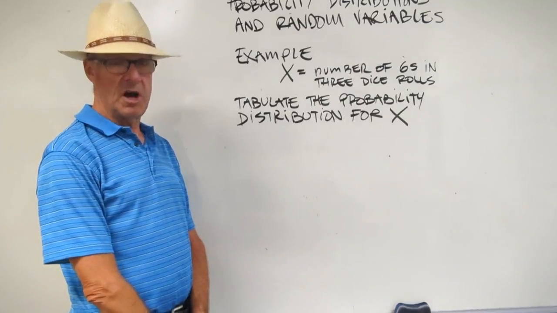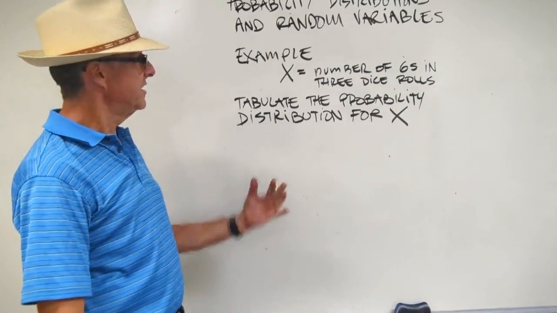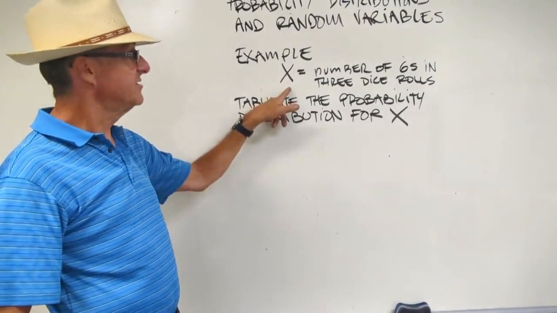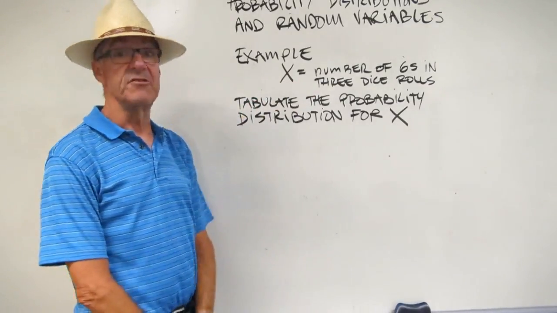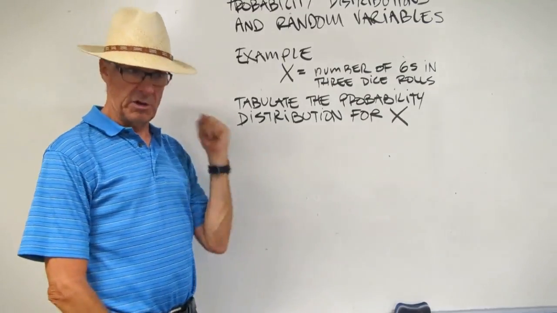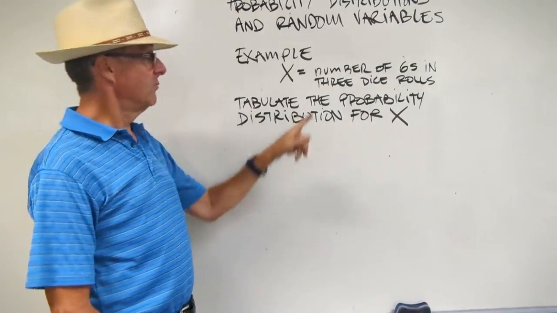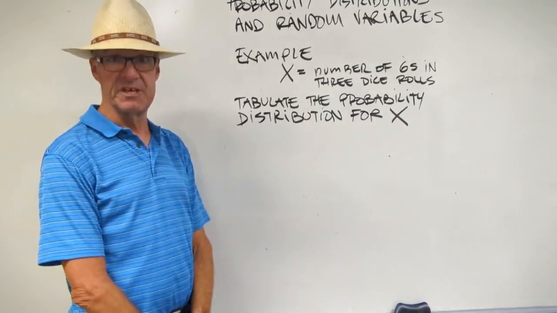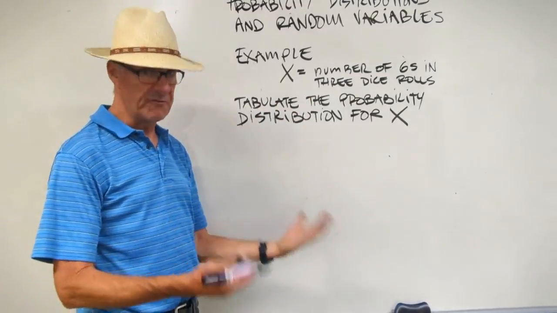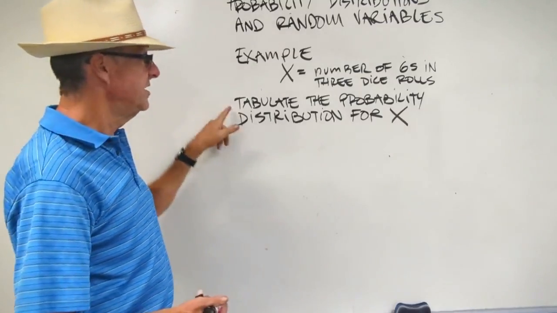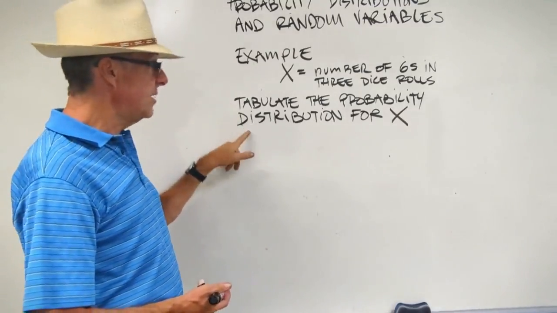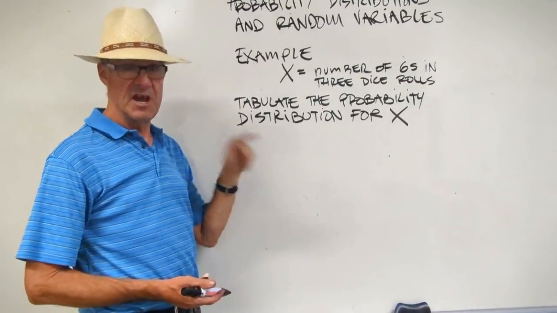All right, let's do a more complex example. So here it is. This uppercase X is the number of 6s in 3 dice rolls. So we're going to roll a die 3 times, and we're going to take a look at how many 6s we get. So here is what will become a familiar prompt. Tabulate the probability distribution for X.